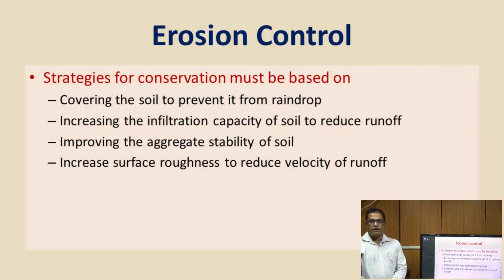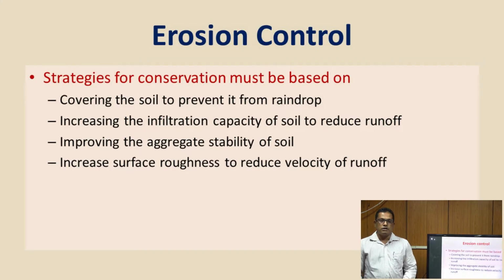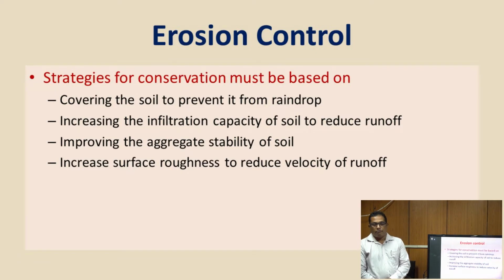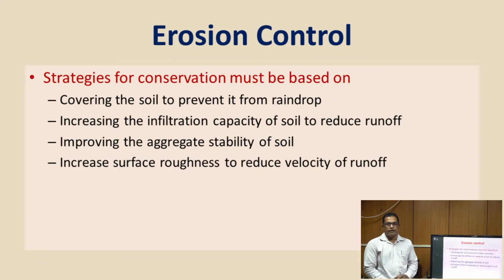If runoff is reduced, it won't carry the soil particles from one place to another. As we have already discussed, soil erosion is detachment, transportation and deposition of soil particles. So the transportation of soil particles will not take place. Third is improving the aggregate stability of the soil. If we have proper vegetation, we can improve the soil health by adding more humus, more organic material, so the soil health of the place is increased.